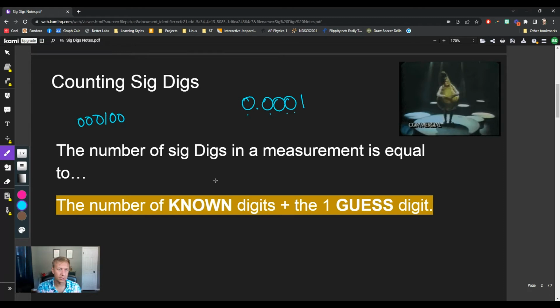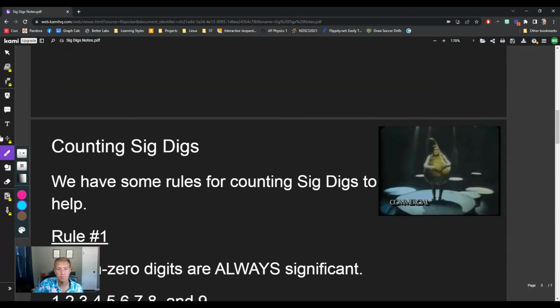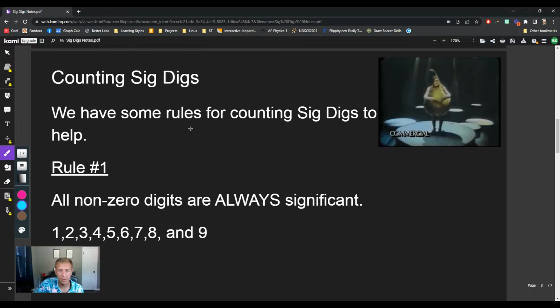So that's what we're going to do in this video. In a future video, we'll go through some examples, and maybe we'll talk about how to handle mathematics with Sig Digs: addition, subtraction, multiplication, division, because that's where things can get a little tricky. But in this video, we're only concerned about how to count those Sig Digs. Let's keep scrolling here. There we go.